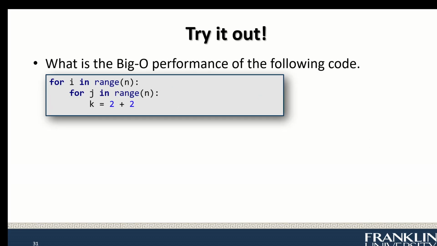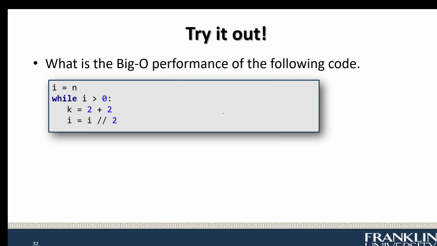What about this one here? Well, you can see this is n by n, so this is O of n squared. In this case, there is only one algorithm here. So this is O of n squared, or O of n by n. Sometimes people say it this way.